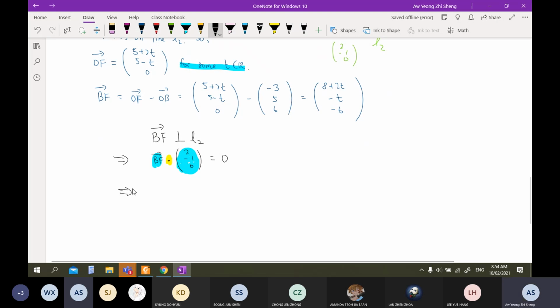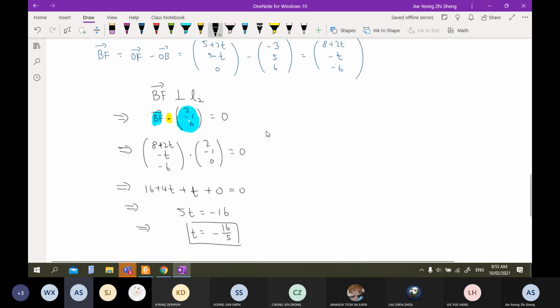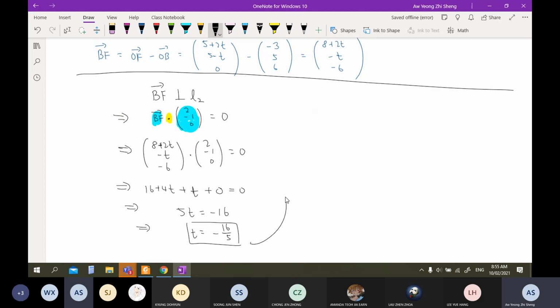What is BF? Let's type it in. There's 8 plus 2t, minus t, and minus 6, dot with 2, minus 1, 0 is equal to 0. Let's compute the dot product, expand it, you get 8 plus 2t times 2, plus t, plus 0 equals 0. And then you get 5t equals negative 16. t is negative 16 over 5. Just continue over here.